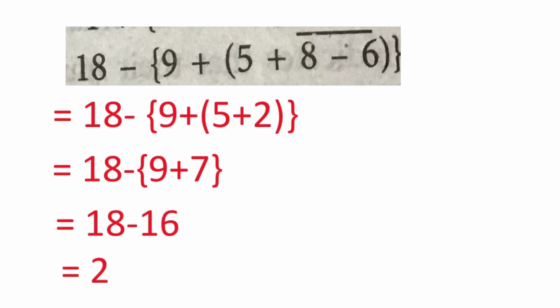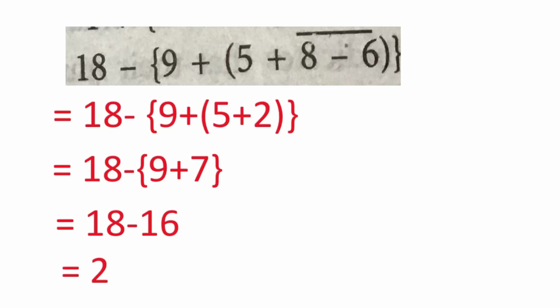So in the first line we will write 18 minus curly bracket 9 plus round bracket 5 plus 8 minus 6, which is 2, right? Curly bracket is also known as second bracket, and round bracket is also known as first bracket. In the second line we will compute the numbers within the first bracket. So we can see that under the first bracket there are numbers 5 plus 2.